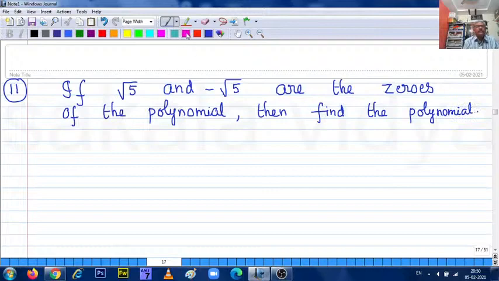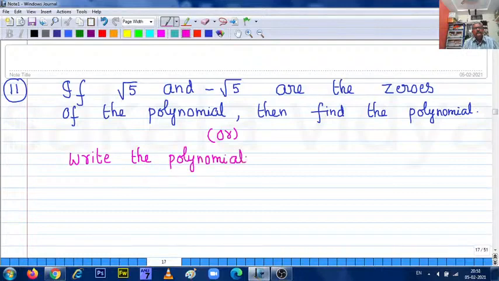Or this question may be given like this also. Write the polynomial whose zeros are root 5 and minus root 5.